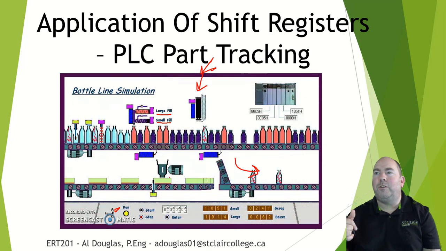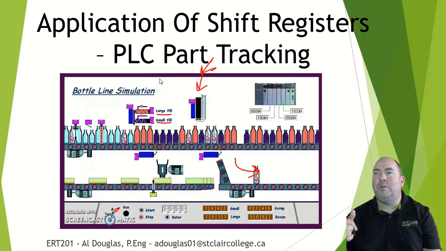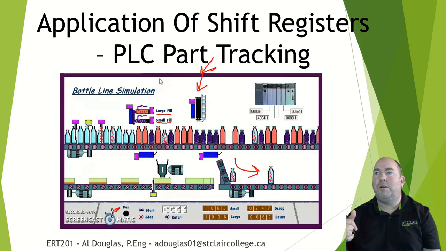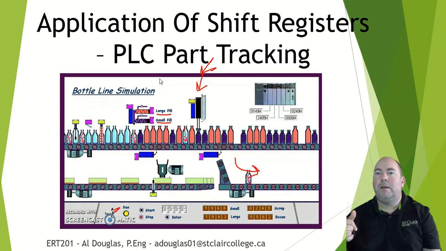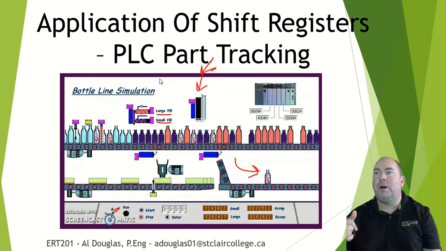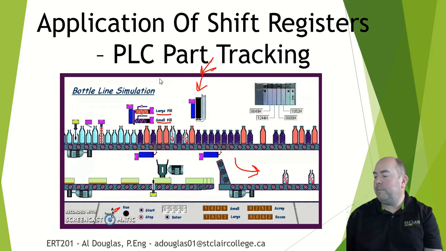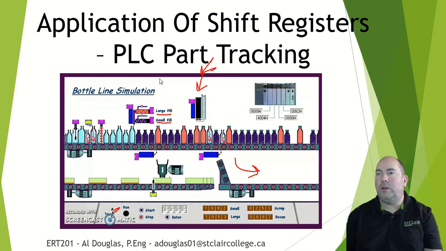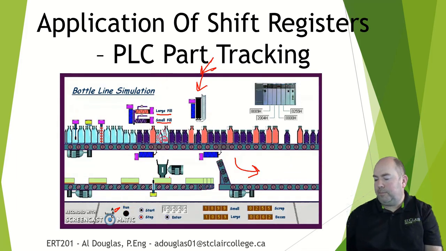Smashing some bottles here because it's going too fast. You can see those ones, the broken ones not being capped. Broken one won't cap. Okay, so lots going on in this one. It's pretty cool to watch. But that is a good application of part tracking using a bit shift. Okay, so that is how we can use a bit shift for something practical in the automation world.